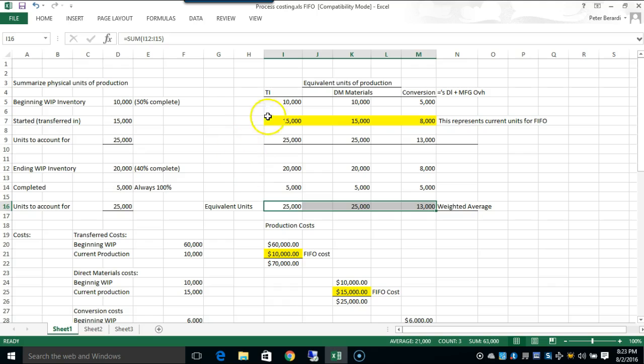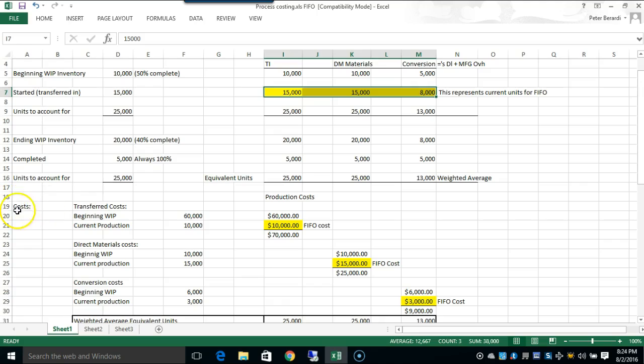and the FIFO method is that the FIFO method is only concerned with the current production. FIFO, first in, current. So the FIFO method is only going to use the units started or transferred in as your equivalent units, because that is current.